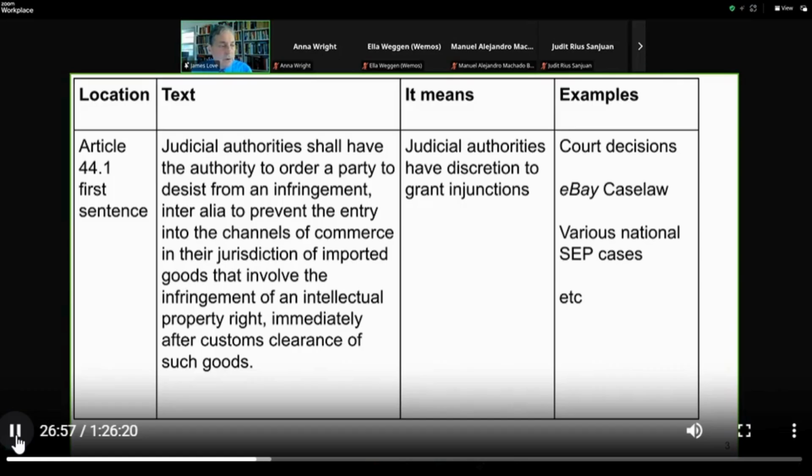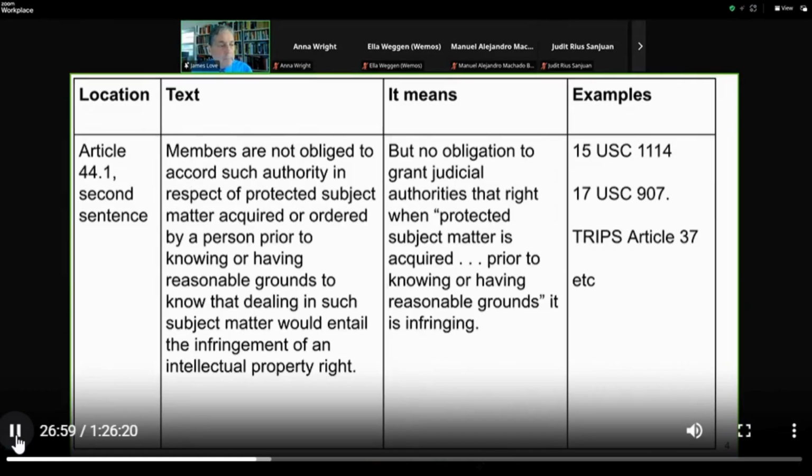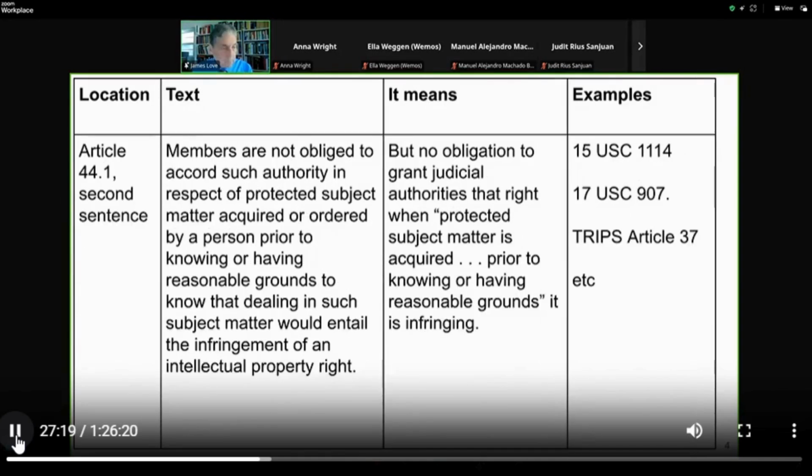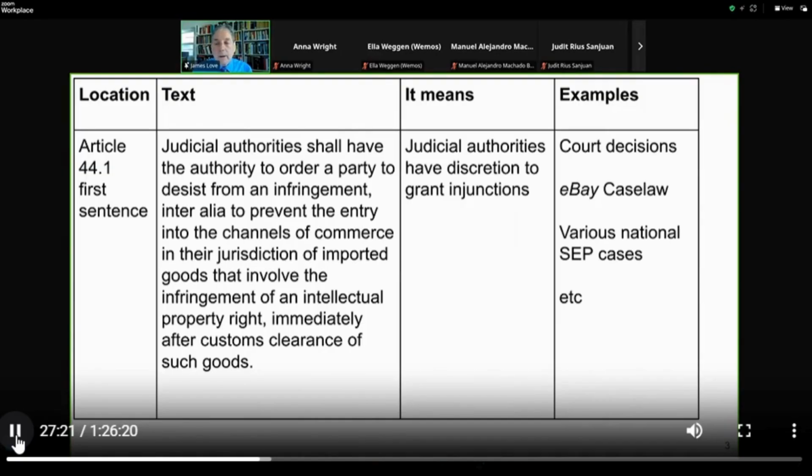And I'm going to skip over this because I know that there are a lot of speakers today, but I'm going to go to the second paragraph in Article 44 of the TRIPS. Basically the first part says that the judge has a discretion whether to grant an injunction or not. And let me go back to Article 1.